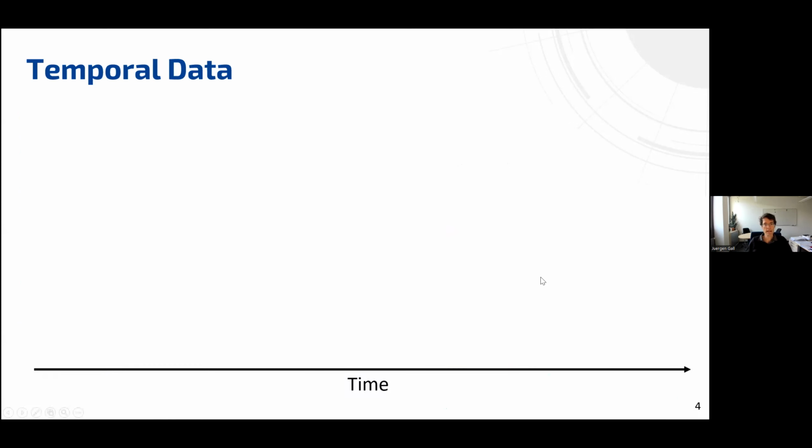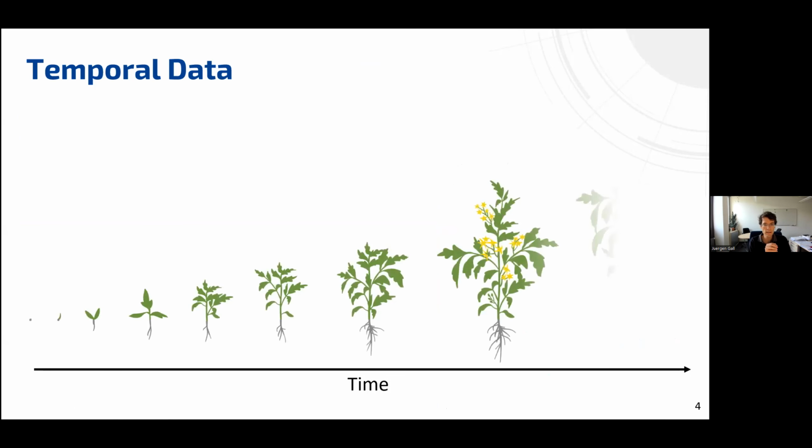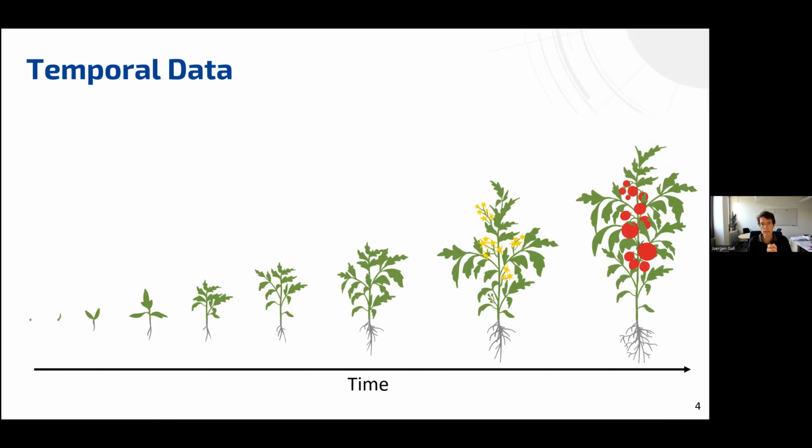And in principle, the visual data that we have to analyze means that we have our time, we have a recording, and we actually want to measure how the plant is growing and analyze other types of data related to the plant.